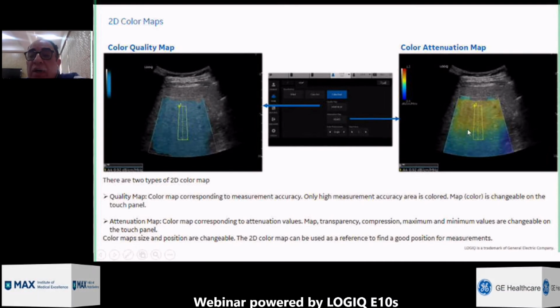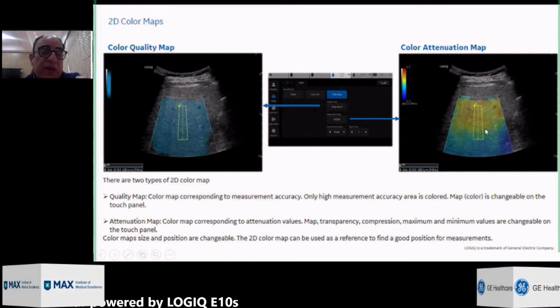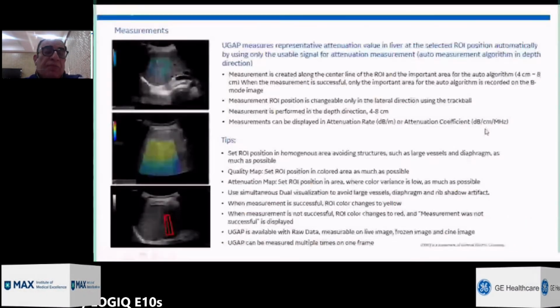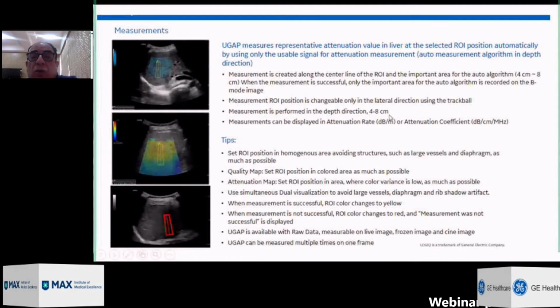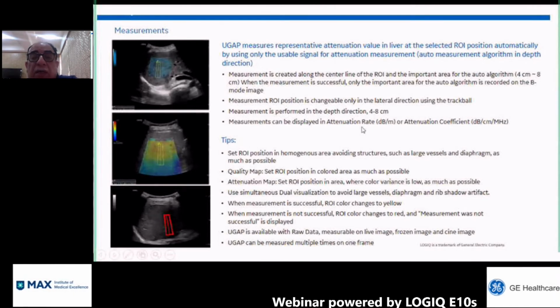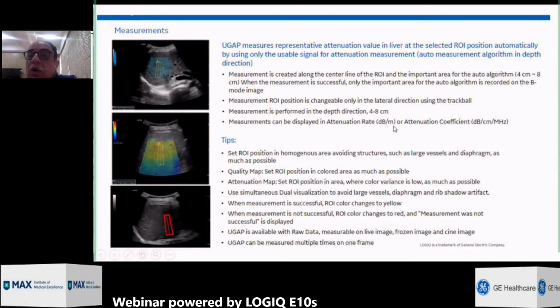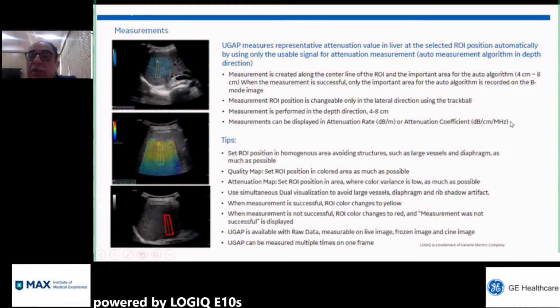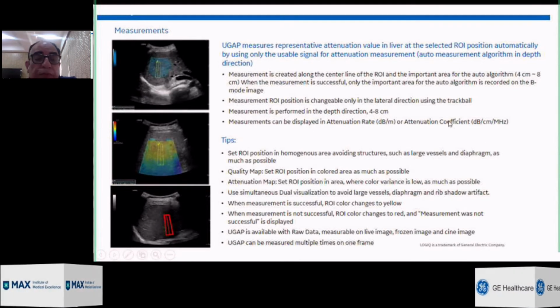If it's homogeneously blue or red, we can choose the color. And then we have a color attenuation map, just like 2D shear wave, which tells us what is the fat content of the liver. And we can go up to about 8 centimeters. So essentially we may go from 4 to 8 centimeters, and we give the measurements either in attenuation rate, that is decibels per minute, or decibels per centimeter per megahertz. So usually we use this attenuation coefficient.